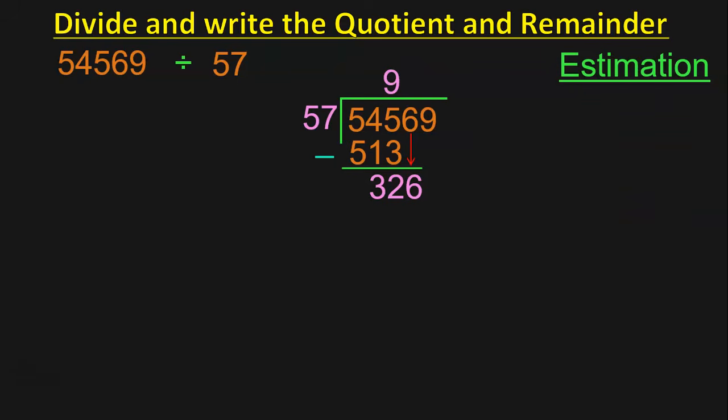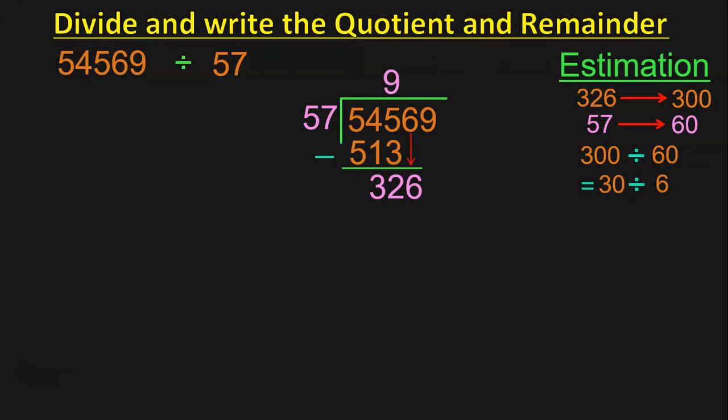Now once again we are going to do the estimation and the round off technique. Round off 326 to the nearest 100 and it will be 300. Round off 57 to the nearest 10, it will be 60. 300 divided by 60 is equal to 30 divided by 6. So once again we see 30 divided by 6 is 5. What is 57 into 5? With 5 as a quotient, we'll have to find out what is 57 into 5. 5 sevens are 35, 5 carry over 3, 5 5s are 25, and 25 plus 3 is 28. So it is 285.